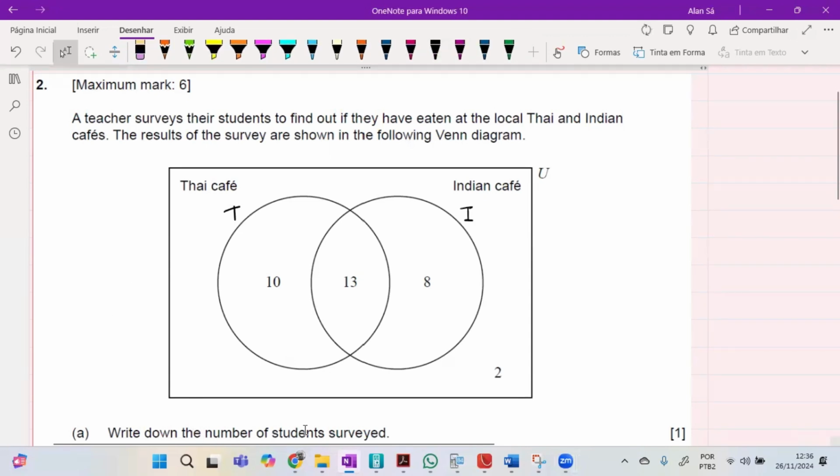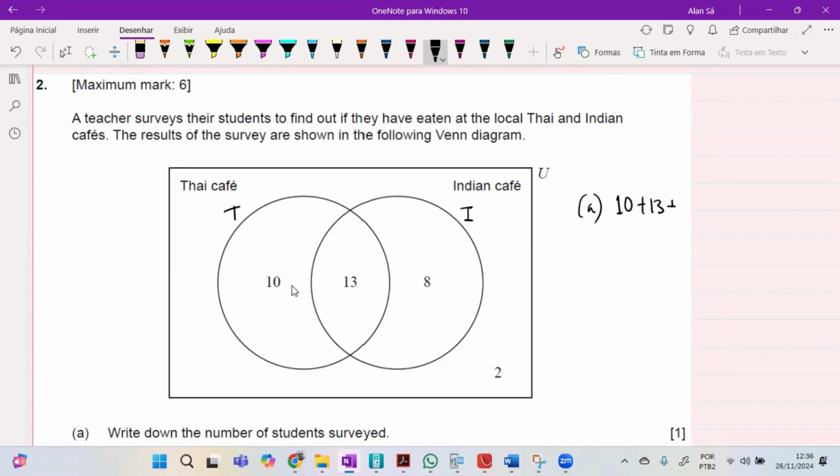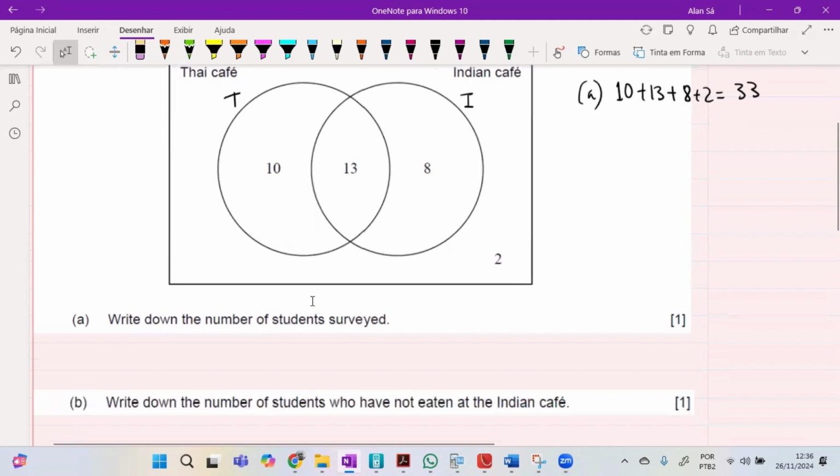Write down the number of students surveyed. All we have to do in this case is to add these four numbers. The number of students surveyed is going to be 10 plus 13 plus 8 plus 2, and this is equal to 33. There is a total of 33 students surveyed.